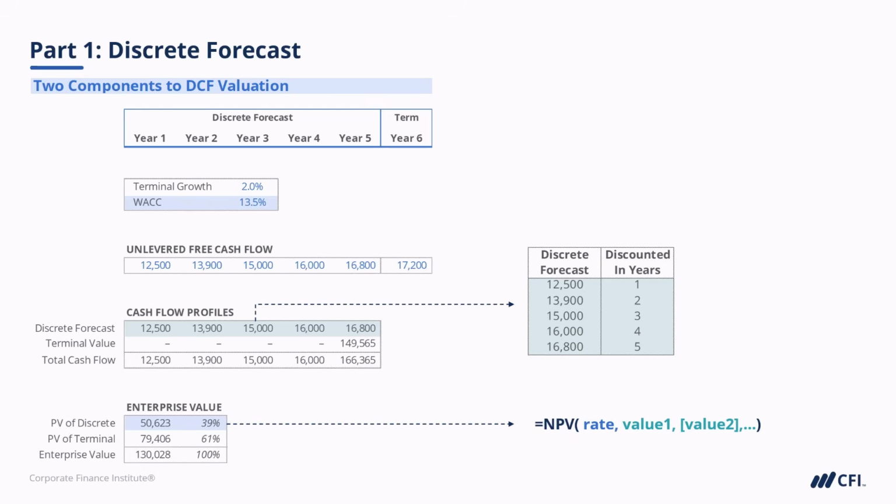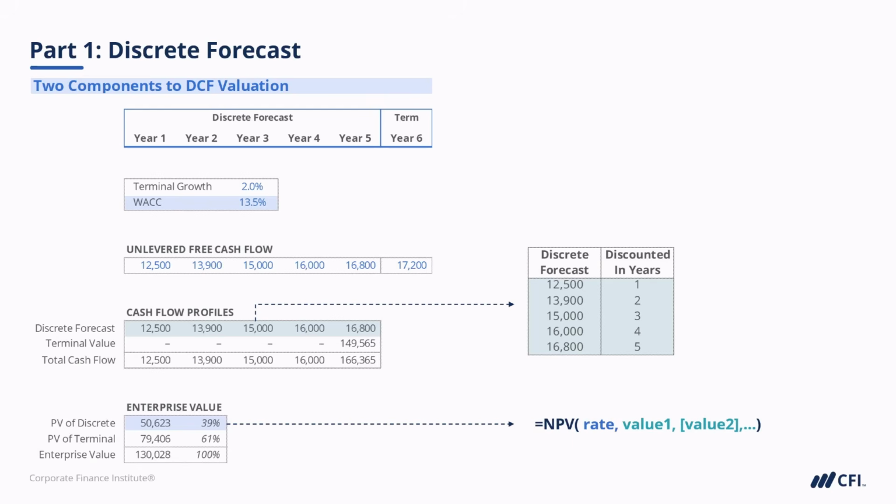So one advantage to the NPV function is that it's relatively simple and fast, because we don't have to enter in any assumptions with regards to timing. But that's also a disadvantage, because with the NPV function, we don't have any control over the timing of the cash flows or the valuation date.